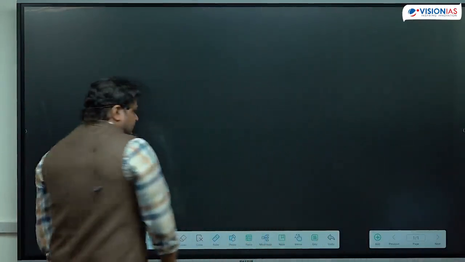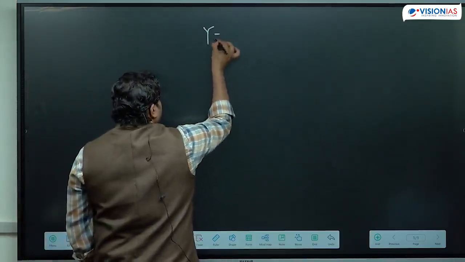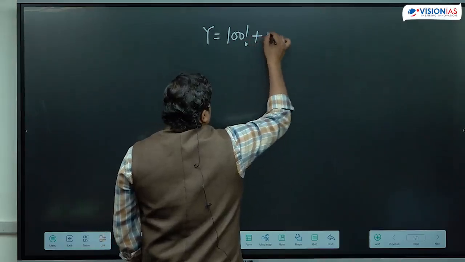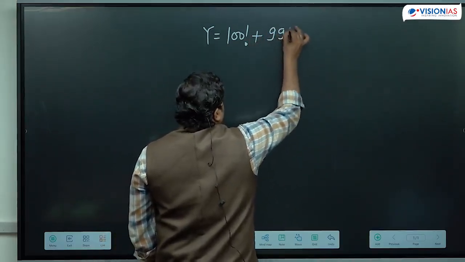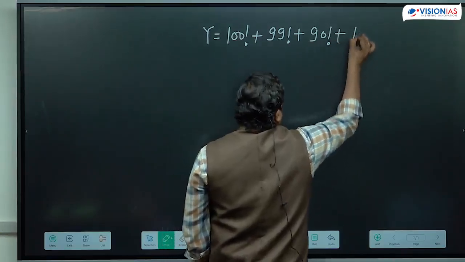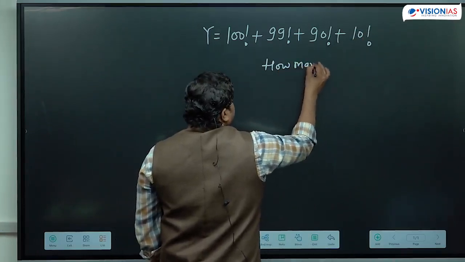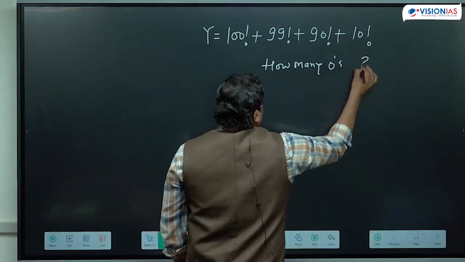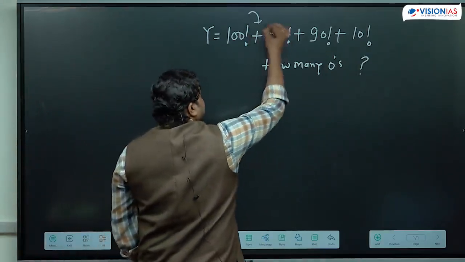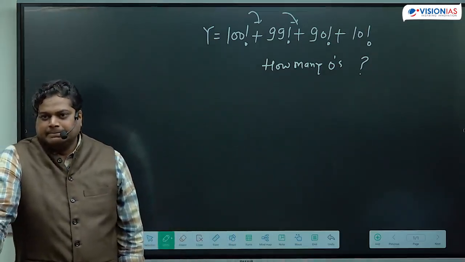Then if I write, the factorial concept is also clear to us. If I write this way, a number is given, y is equal to 100 factorial plus 99 factorial plus 90 factorial plus 10 factorial. How many zeros are there at the end? This is the first example for addition. Until now we had seen all the multiplication examples.